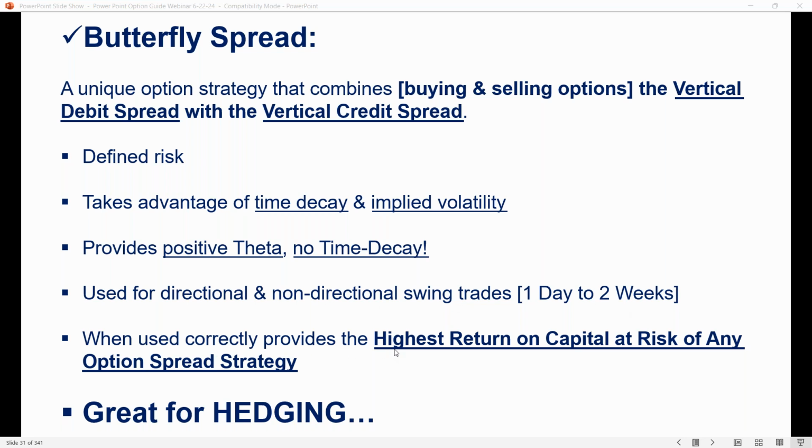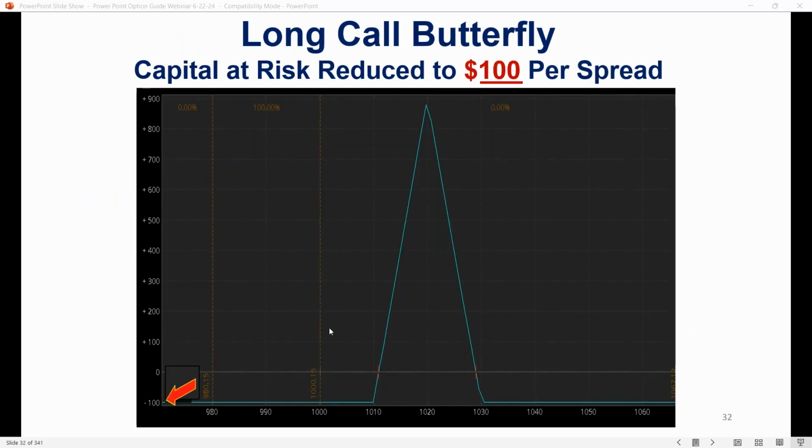And then when used correctly, it's going to give us really high returns on our capital at risk of the option strategy. So of all the different option spreads, the butterfly will give you the highest return on your capital at risk of any option spread out there. So I'll show you one that we had, which was about a 2,400% return. You think that's impossible, but I'll show you how these things work to get those potential returns. And then great for hedging. When you really want to reduce your exposure to the market, fantastic way to drop that risk way down.